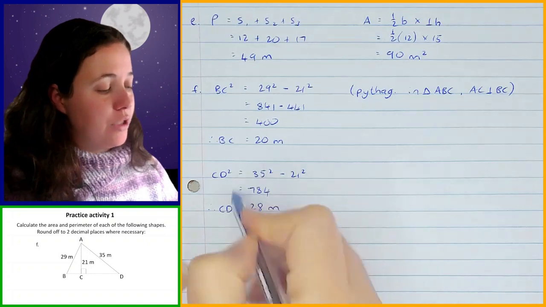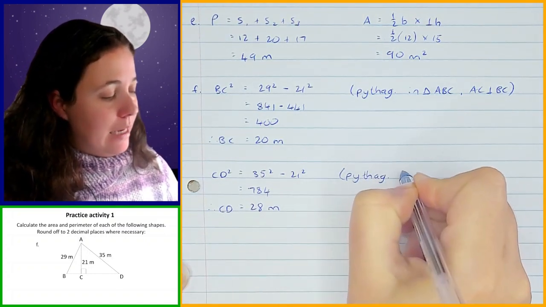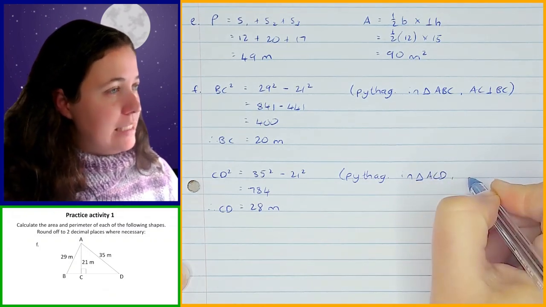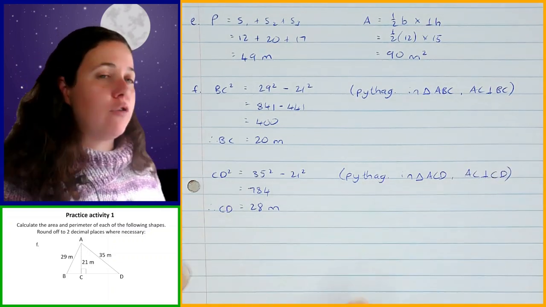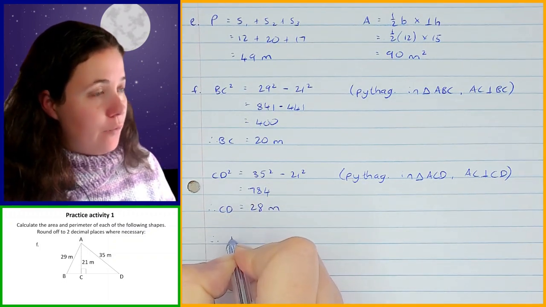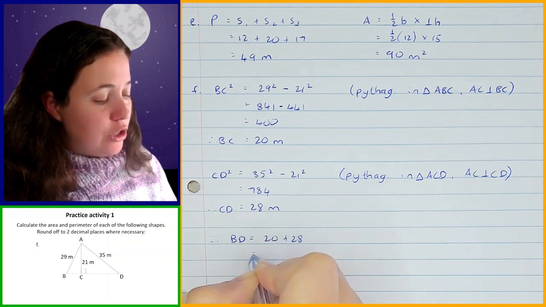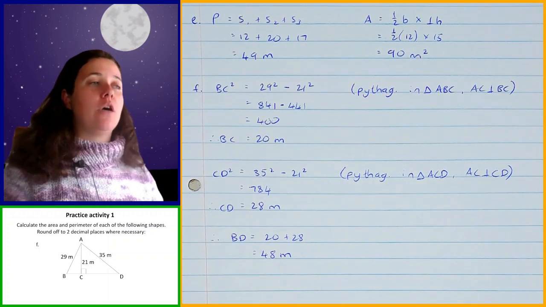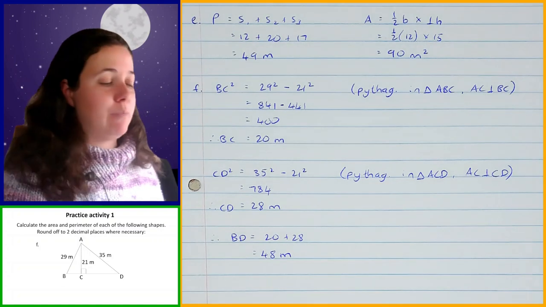The reason I could work this out was because, again, the Pythagorean theorem in this case is in triangle ACD with AC perpendicular to CD. Now I've got the lengths of BC and CD. That means the length of BD is going to be 20 plus 28, which is 48 meters. Now I can use that to work out my area and my perimeter.